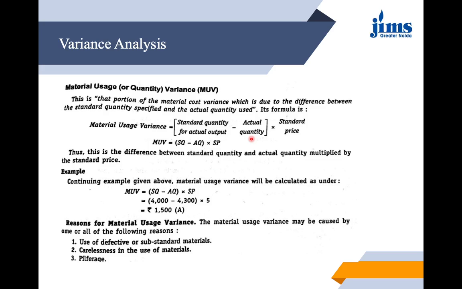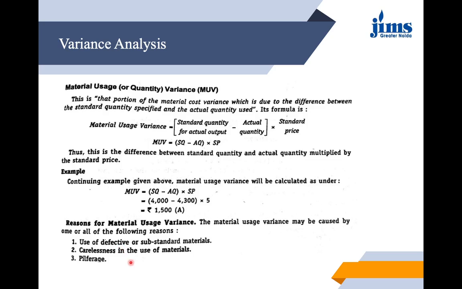So we can see from there that we can have an adverse variance because quantity is adversely affected because more quantity is being used. The standard was set at 4,000 units, but quantity used is 4,300 square feet. Due to which we can see we are having an answer in minus, that is adverse variance. Why do we have this kind of material usage variance? It may be due to use of defective or substandard materials or carelessness in the use of materials.